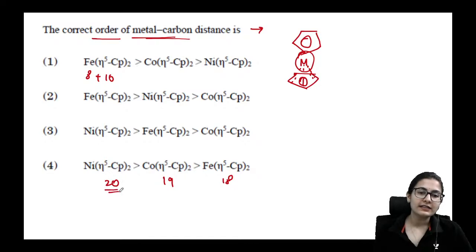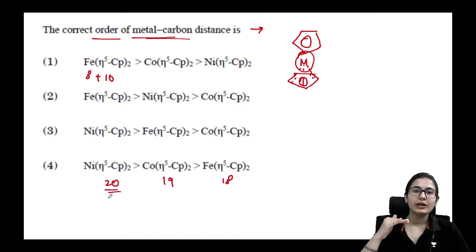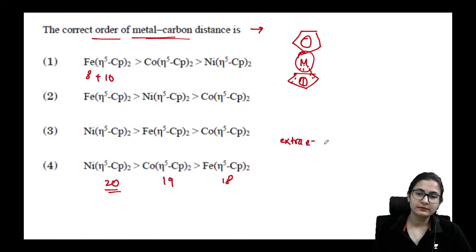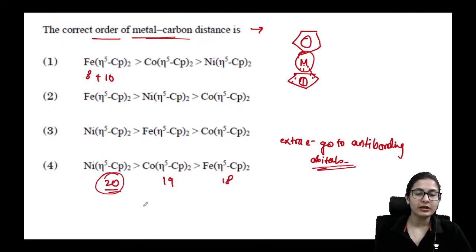So where are these extra electrons going to go? हमें तो 18 electron चाहिए on the metal. Where are these extra electrons going to go? The extra electrons go to the anti-bonding orbitals. ठीक है. The extra electrons go to the anti-bonding orbitals.